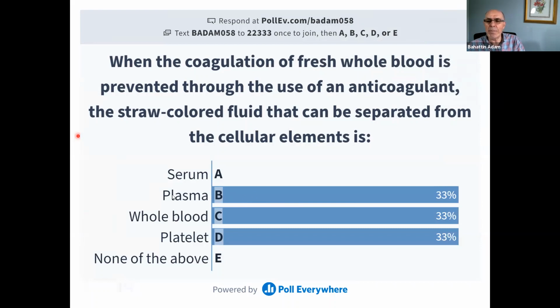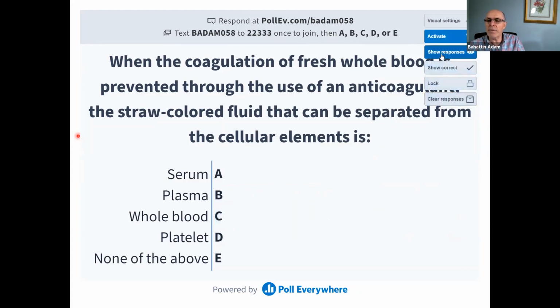The correct answer is plasma. If you collect the whole blood with anticoagulants, the supernatant, the fluidic part of the tube, is known as plasma. If you collect whole blood into a test tube without anticoagulants, the supernatant is known as serum. I am going to show you later again, so don't worry, send your answers.